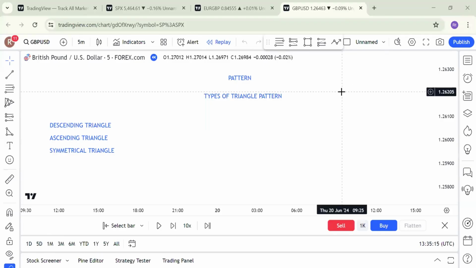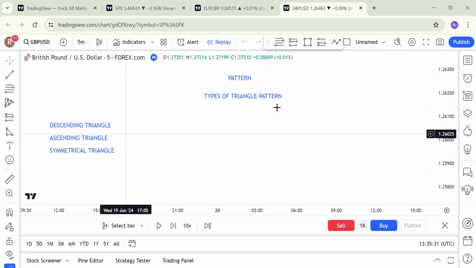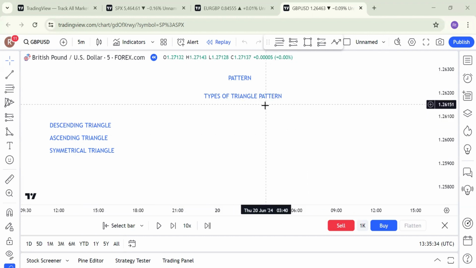Okay, you are welcome to today's episode on trading pattern. This is our continuation class on pattern, and we have talked about the head and shoulders pattern in our last class, and today we'll be discussing basically the triangle pattern.